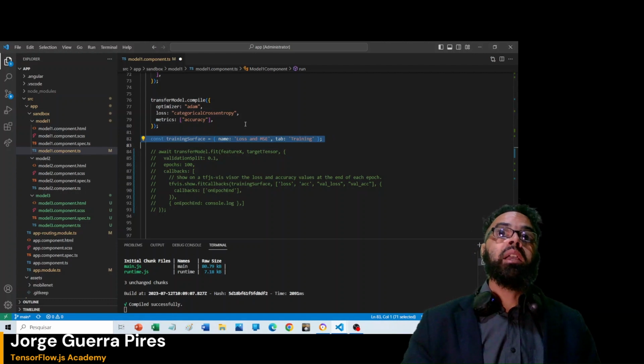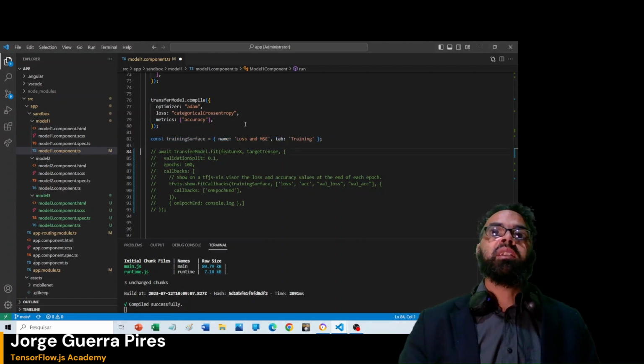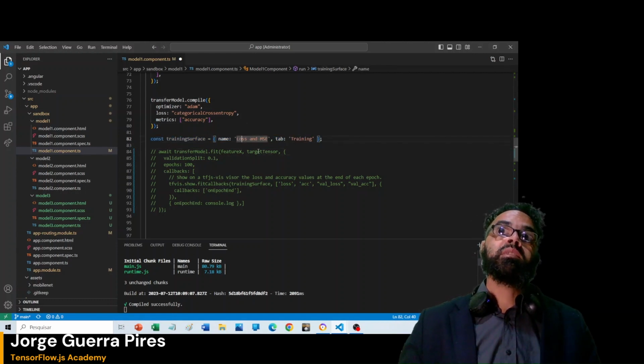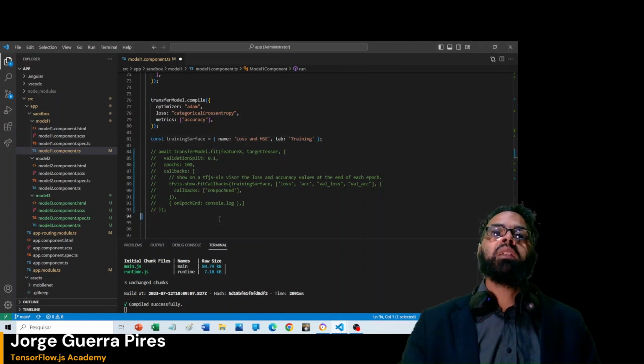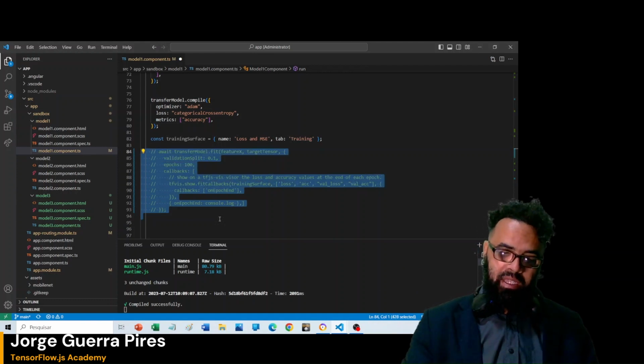Here, I am preparing the surface. I want to have a loss and a mean square in the train tab. That's where you're going to see what that means. And finally, I'm asking the model to be trained.